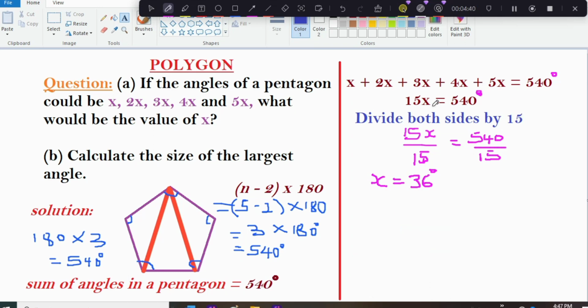So we say divide both sides by 15, because 15 multiplied by x is going to give us 540. We divide both sides by 15: 15x divided by 15, and 540 divided by 15. This is eliminated and this is eliminated, so we have x left, and 540 divided by 15 we have 36. So x, question A is answered. The value of x is 36 degrees.